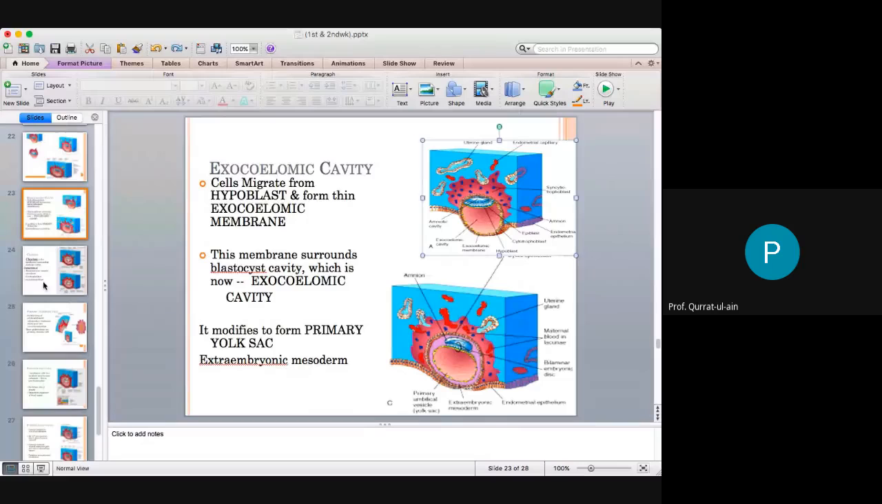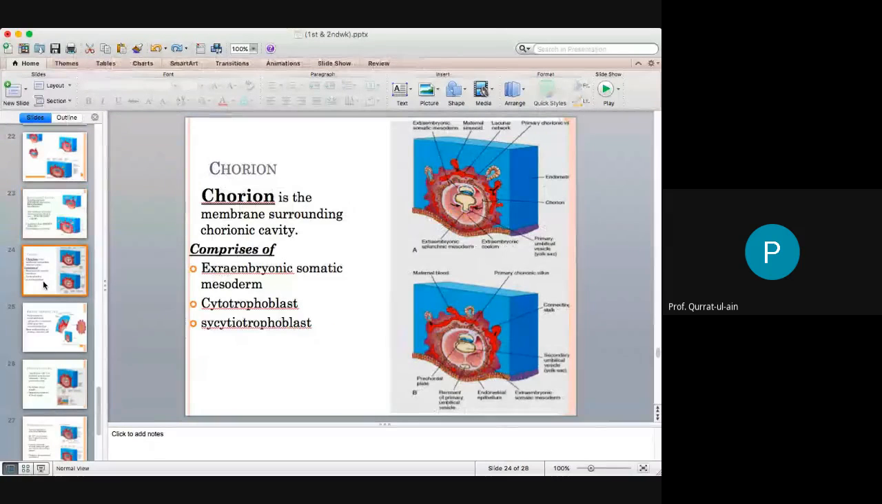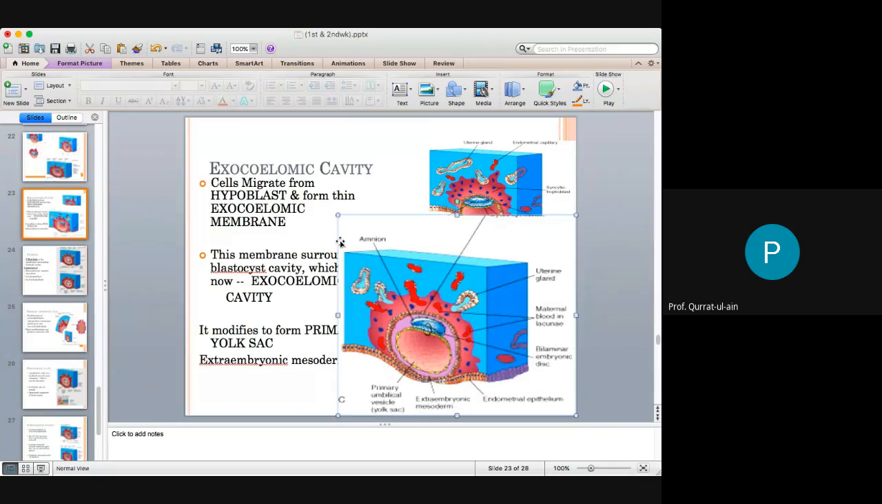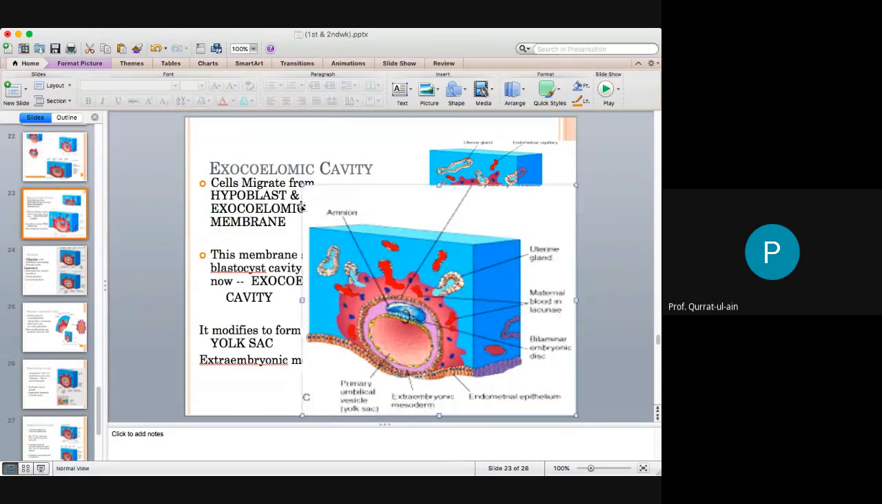Okay. And then the next stage is that now what is happening is, before I show you this happening, I should show you this slide again, and the extraembryonic mesoderm, which is this purple zone. Within this extraembryonic mesoderm, the next diagram is a little confusing. In the next slide, I'm going to show you here.